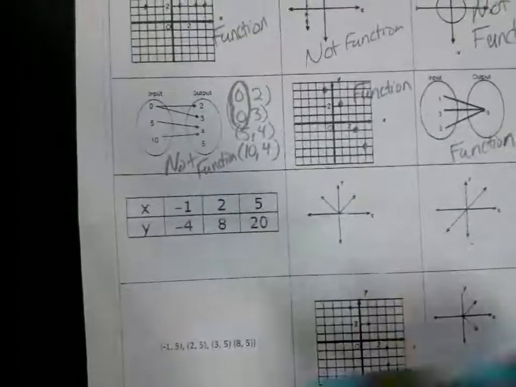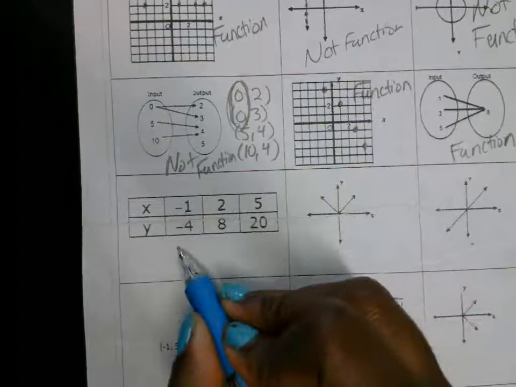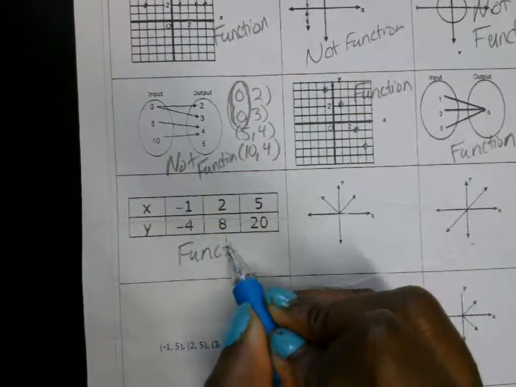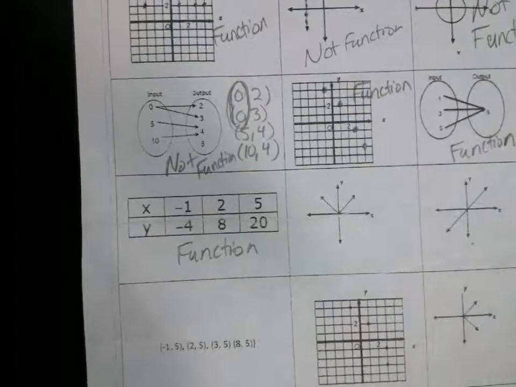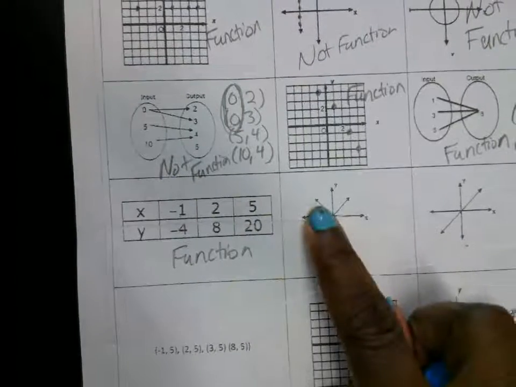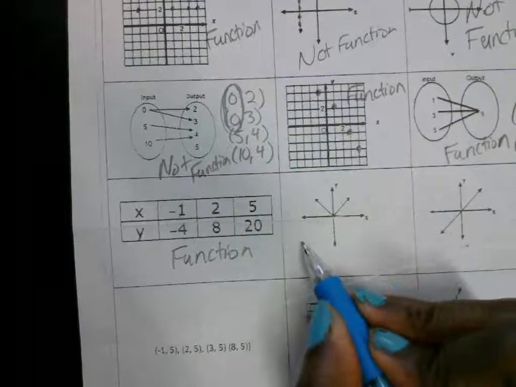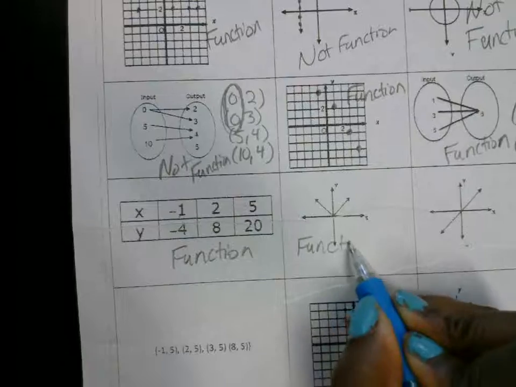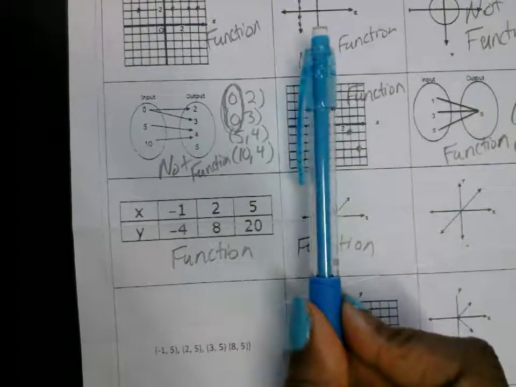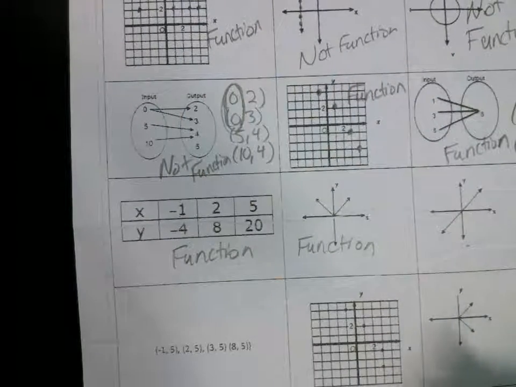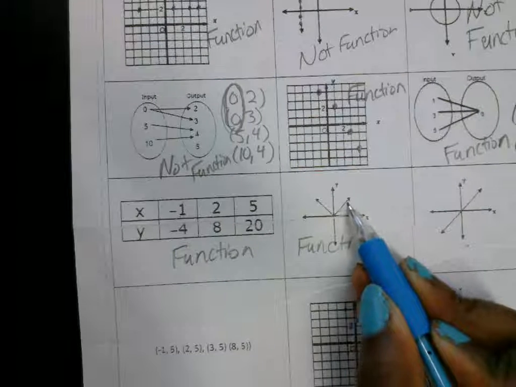In the table, function or not a function? Function. This is a function. All of the x values are different. This one, function or not a function? Function. This is a function. All of these x values are different. It passes the vertical line test. All these x values on the line are different.